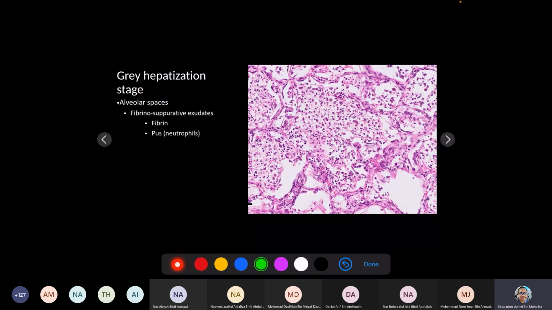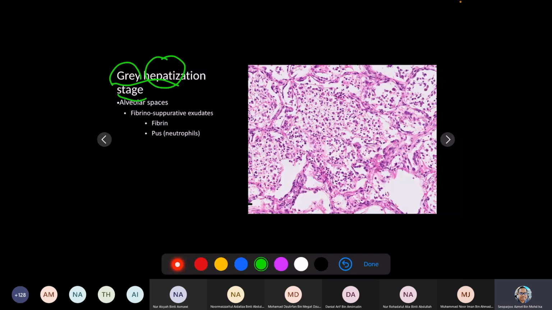All right, next is the gray hepatization stage. Again, I will explain why it's called hepatization. And gray is because grossly the color of the lungs has transformed from reddish into grayish, like the gross picture that I showed you earlier. So that is why it is called the gray hepatization stage.